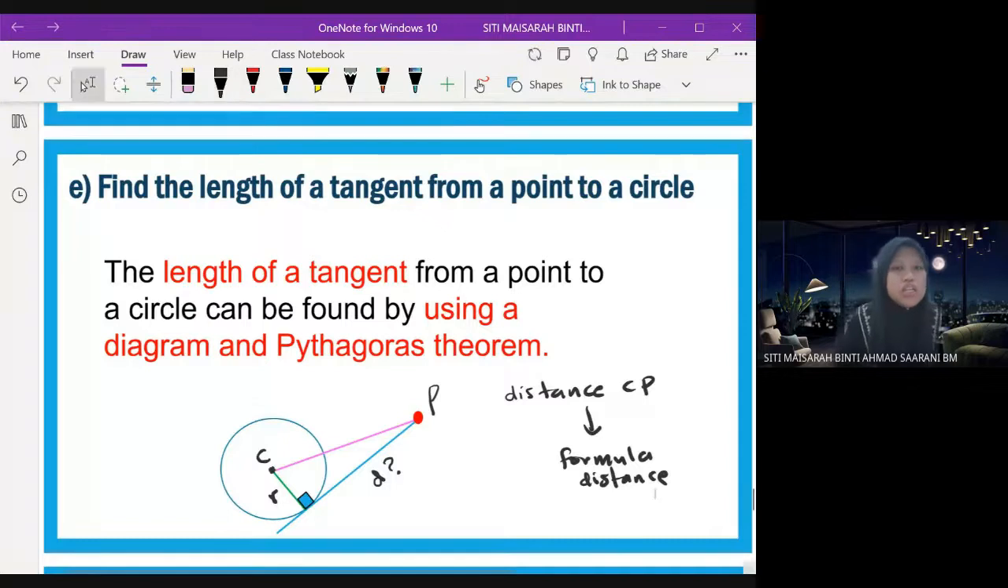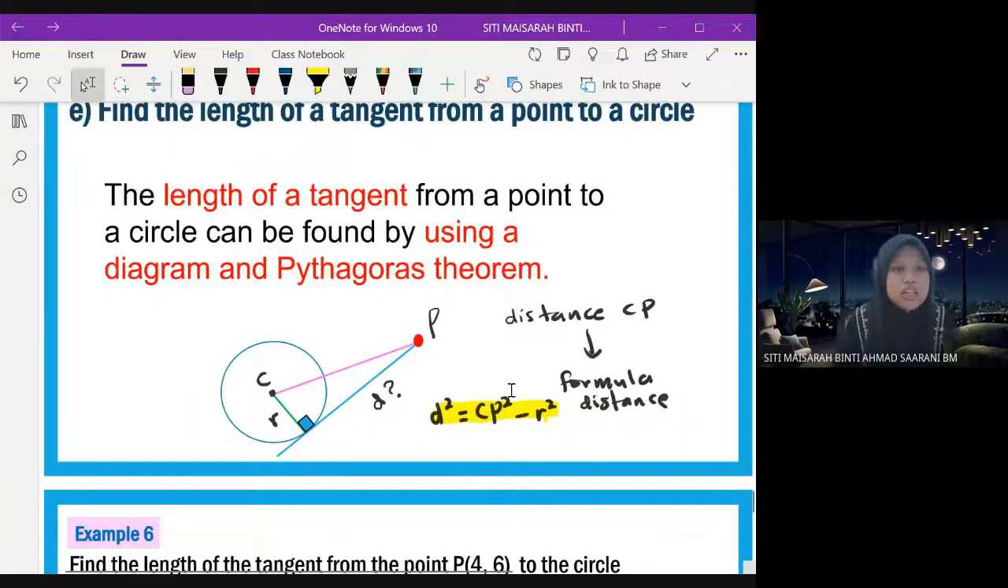Okay. So jadi kita nak cari D ni kita boleh guna Pythagoras theorem lah. So maksudnya kat sini D square is equal to CP square minus R square. This is Pythagoras theorem.